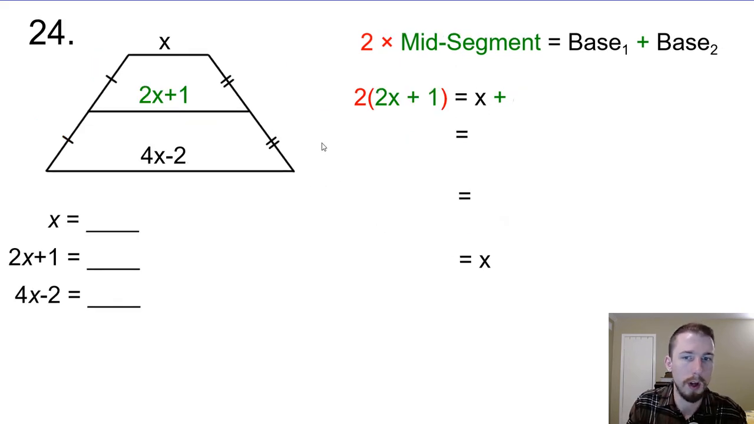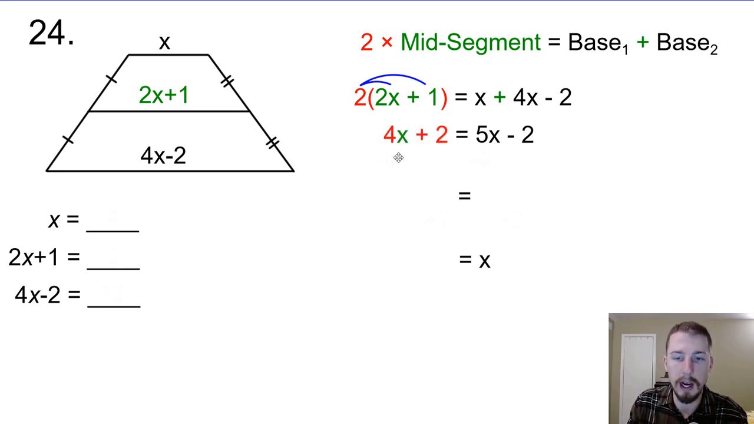Number 24. So we'll do another one of these because they're a little bit tricky. We're going to do 2 times the midsegment, which is 2 times 2x plus 1, is equal to the sum of the bases, so x plus 4x minus 2. We can combine our like terms, leaving us with 5x minus 2. But here we need to distribute through the parentheses. So we're going to do that. That's going to be 4x plus 2.